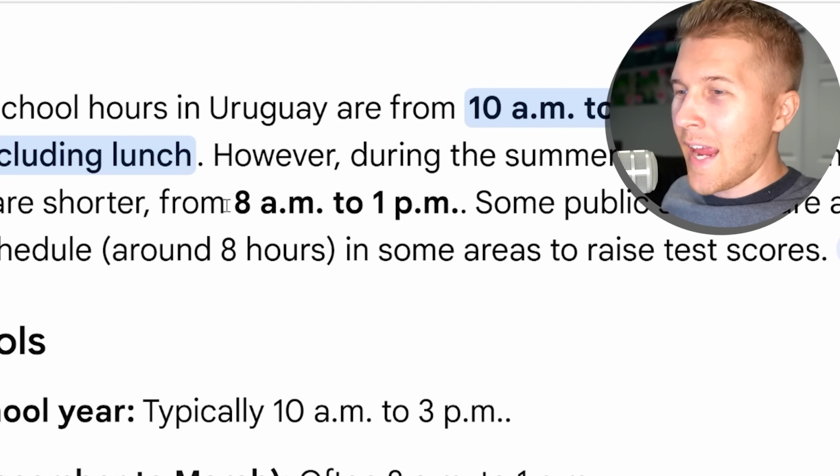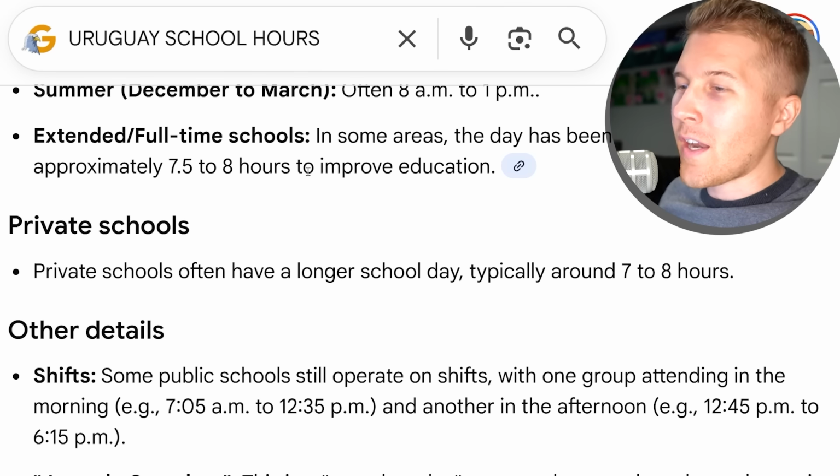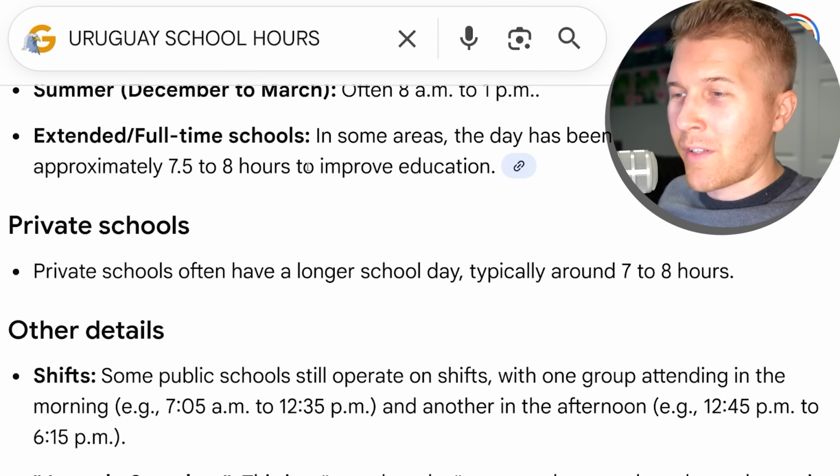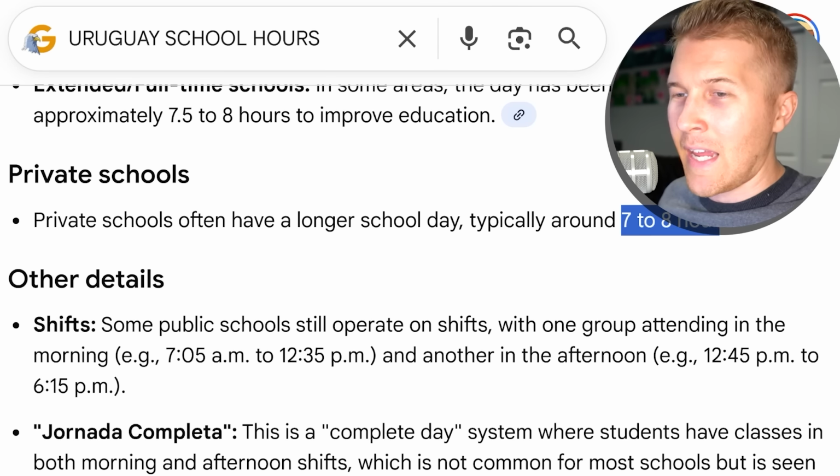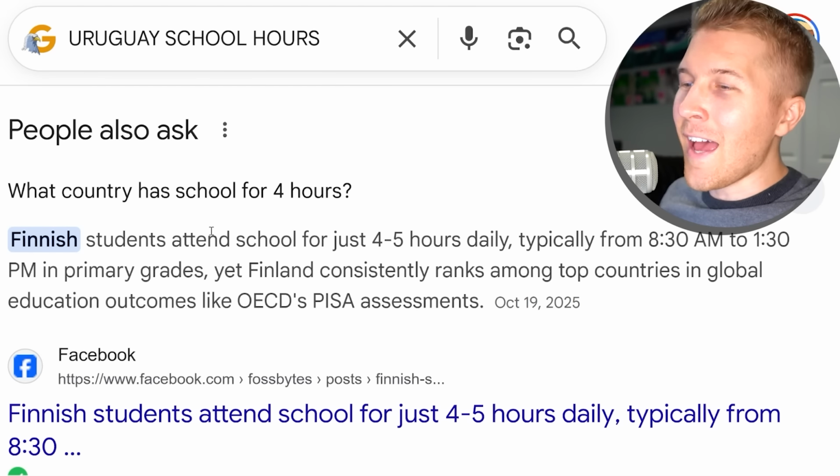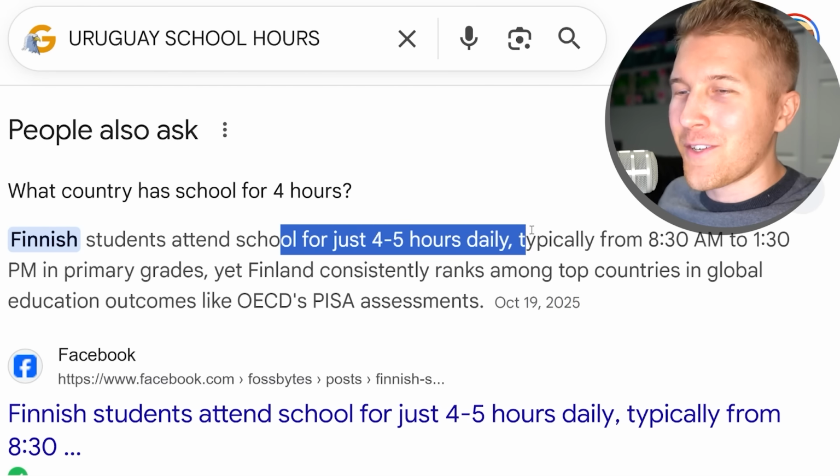In the summer months, it's 8 a.m. to 1 p.m. Damn, are y'all not even going to school? Well, private schools typically have longer days, typically 7 to 8 hours. I would have loved to have gone to school for only like 5 hours, although I'd probably be stupider than I am right now. Finland has school for only 4 to 5 hours? What did I do in the previous life for God to punish me like this?